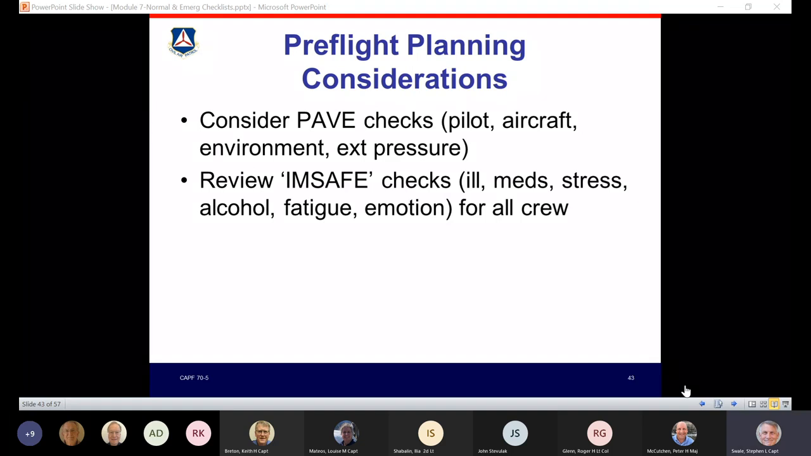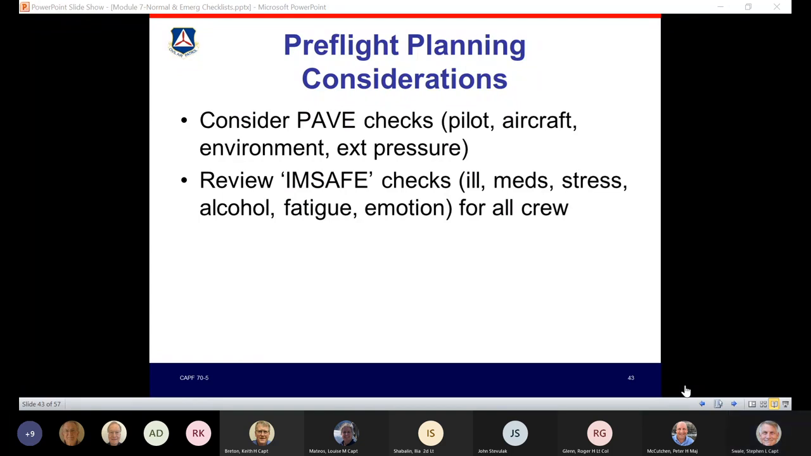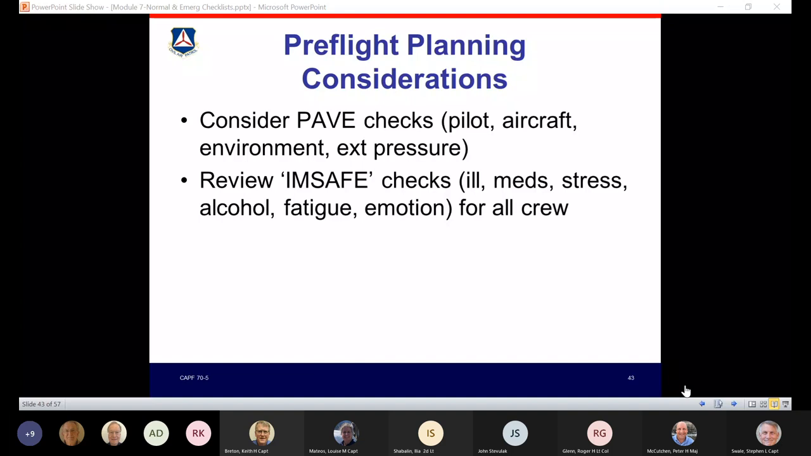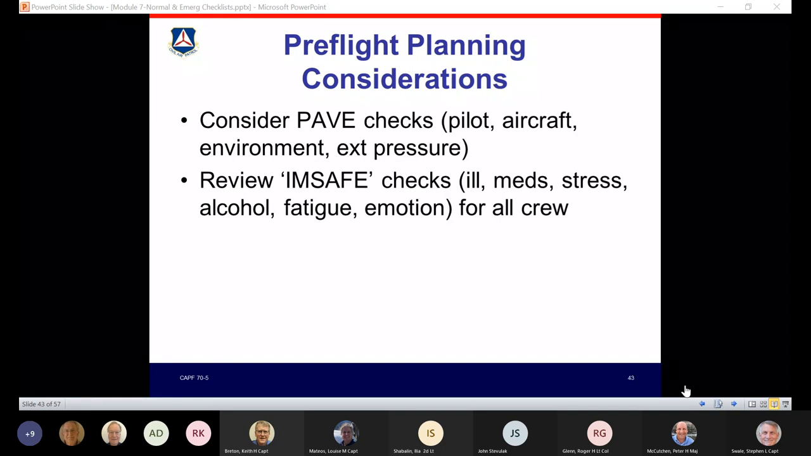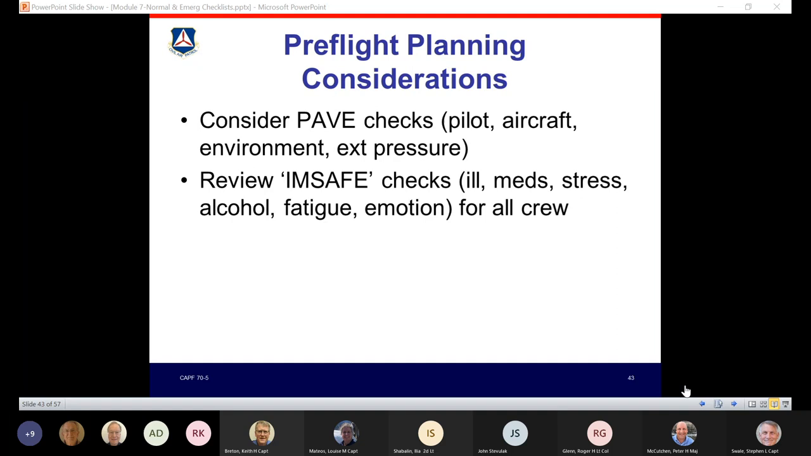Do you want to talk about this one? This is just the items that we generally. Okay. Sure. When you're doing your pre-flight planning and making that go/no-go decision, make sure you consider the PAVE checks and I'M SAFE. That's actually part of the FRO checklist. So make sure you are checking those items, and I'M SAFE, that all the words that those letters stand for, and as for your crew or whoever else you're flying with.